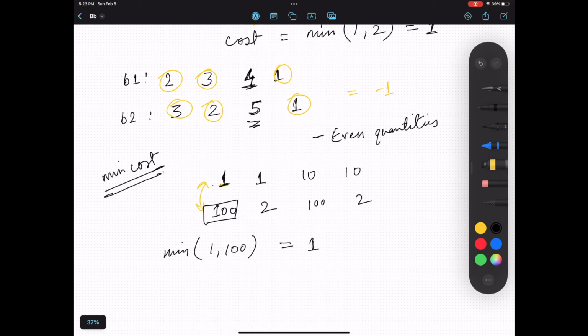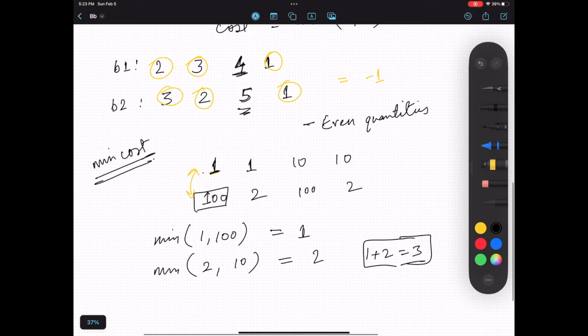Okay, and what is another swap that we have to do? It's 2 and 10, right? So again, min of 2 and 10, which is 2. So the total cost is 1 plus 2, which is 3. In total cost 3, we can make the baskets look the same, right?